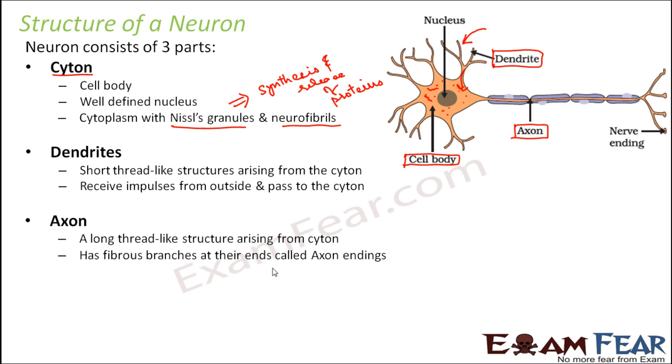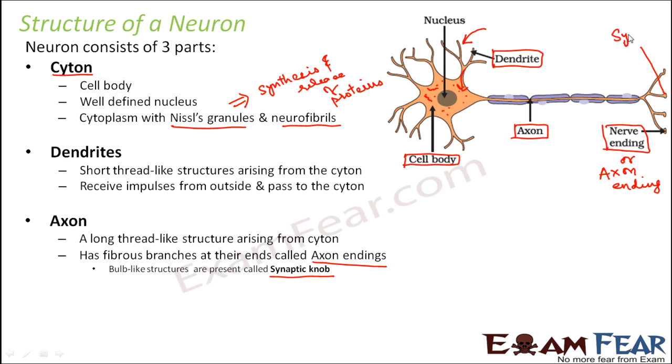They have fibrous branches at their ends called axon endings. Here you can see the branched end of the axon. This branched end is known as the nerve ending or axon ending. Both mean the same thing, because they denote the end of the nerve. Now it has bulb-like structures towards the end, which are known as synaptic knobs. Here you can see some swollen bulb-like structures at the end.